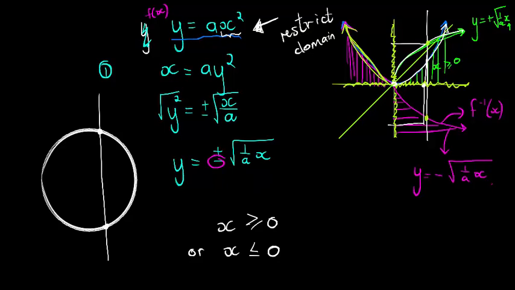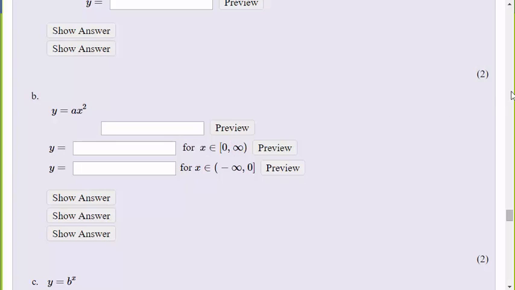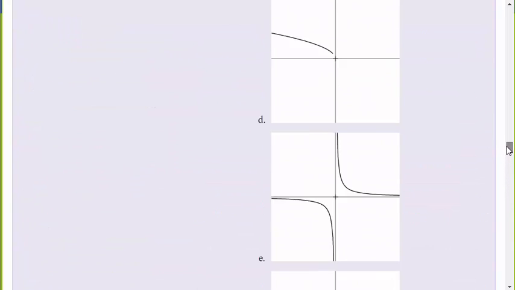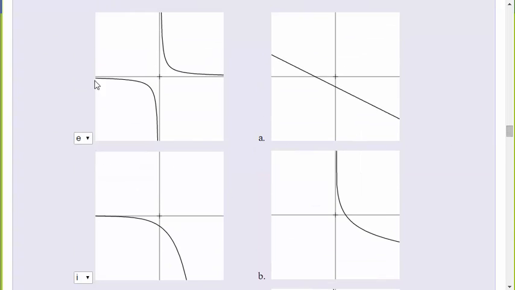Okay, now how would you have known whether you should restrict the domain or whether you shouldn't restrict the domain? Let's go back to these graphs. If we look at these graphs, will the inverse be a function? What you do is, because you're swapping x and y around, the vertical line test will tell me if this graph is a function. Is this graph a function? Yes. If I draw a vertical line, it will always cut only once. Okay, so this is a function.